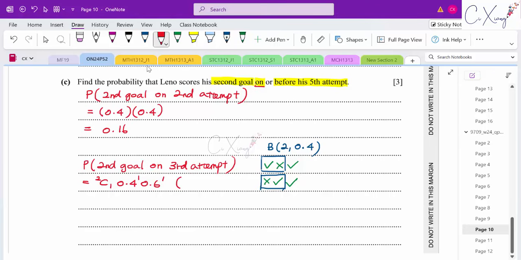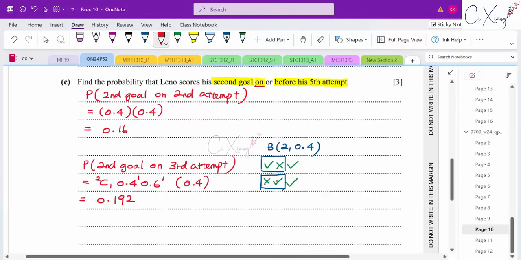Then the last one is always 0.4. That is the third attempt, and the third attempt is a go. The second go on the third attempt, right? By using a calculator, you should get the answer 0.192 for this case. The remaining calculations, I will still use the same concept.